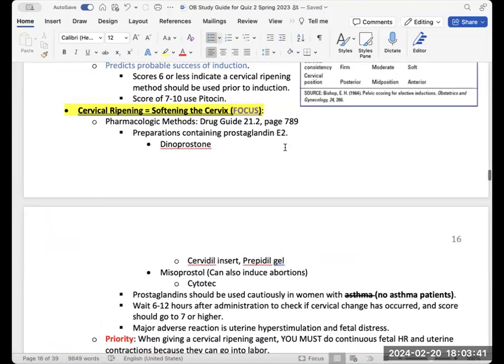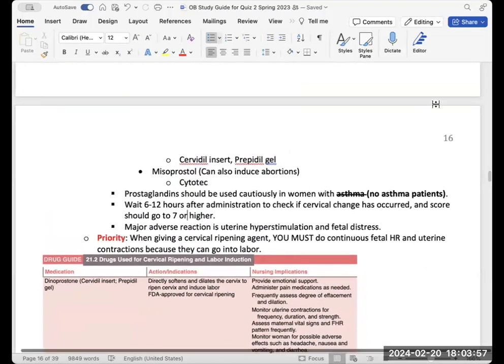So when we give a cervical ripening agent, it's for a score of less than 6. We give one of them, we wait 6 to 12 hours. If their cervical changes occurred, the score should go to 7 or higher. If it goes to 7 or higher after giving the cervical ripening agent, then we can give them Pitocin and induce them. Okay, that's pretty much how it works.